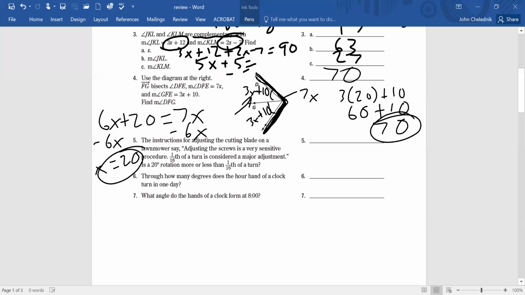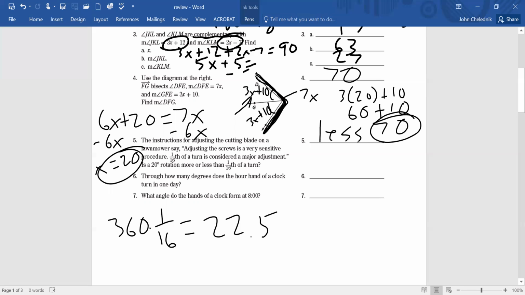Well, a full turn is 360 degrees. 1/16 of that is, I might have to get my calculator out for this one. 360 divided by 16, 22.5. So 20 degrees is less than a 16th of a turn because a 16th is 22.5.